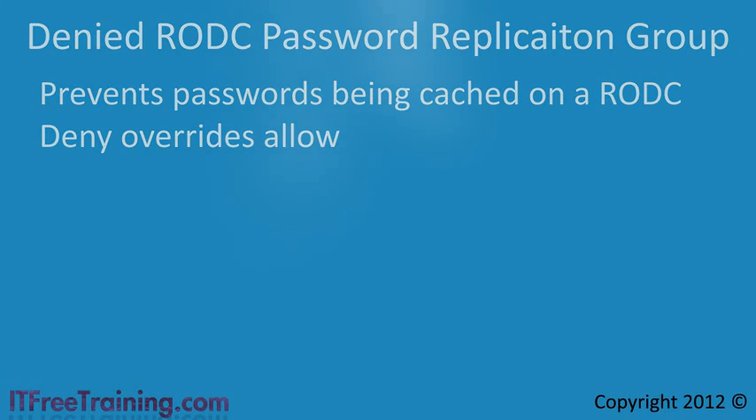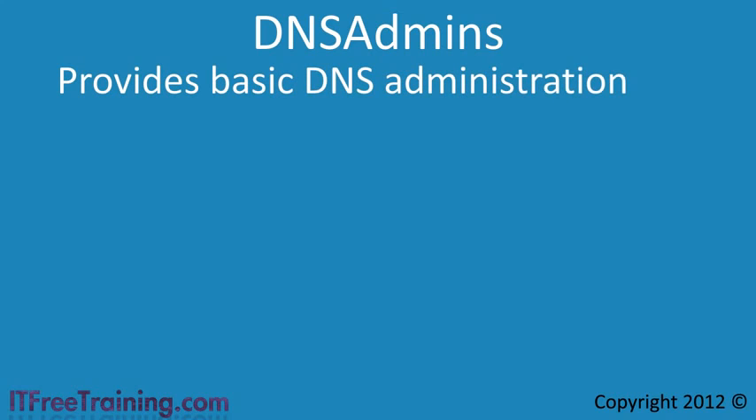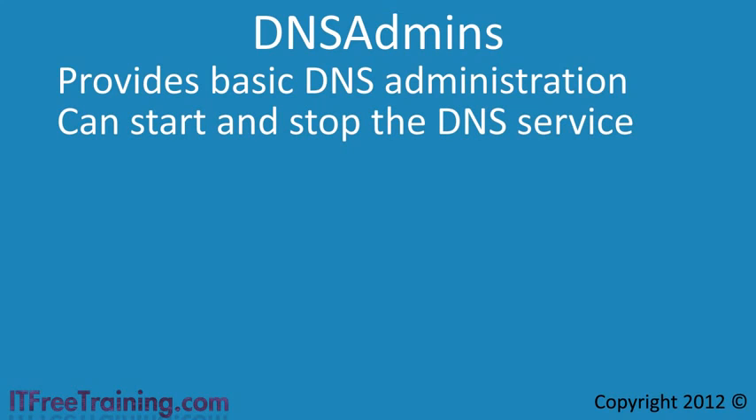The next group is the DNS Admins group. This group allows basic DNS administration. In some cases, you may not be able to create certain records or zones, for example, if the data is stored at the forest level, because this would require more access. The DNS Admins group can start and stop the DNS service. If any of the DNS groups are not present in your domain, they will be created when you install DNS.